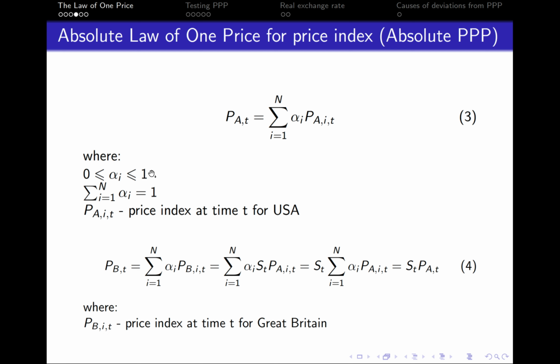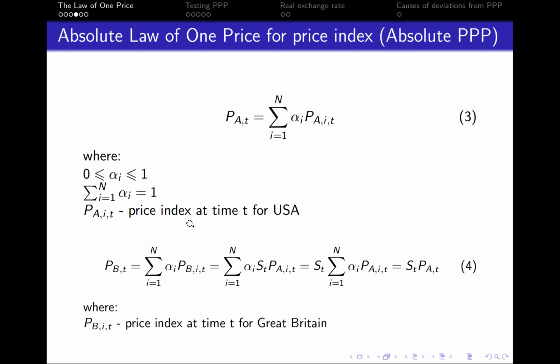It would be equal to 1 if we would have only one good in the economy, and 0 would be the case if some good is not included in the index, and of course all those weights must sum up to 1. And now here we shouldn't have this I. I'm sorry, I'm going to fix it right away.